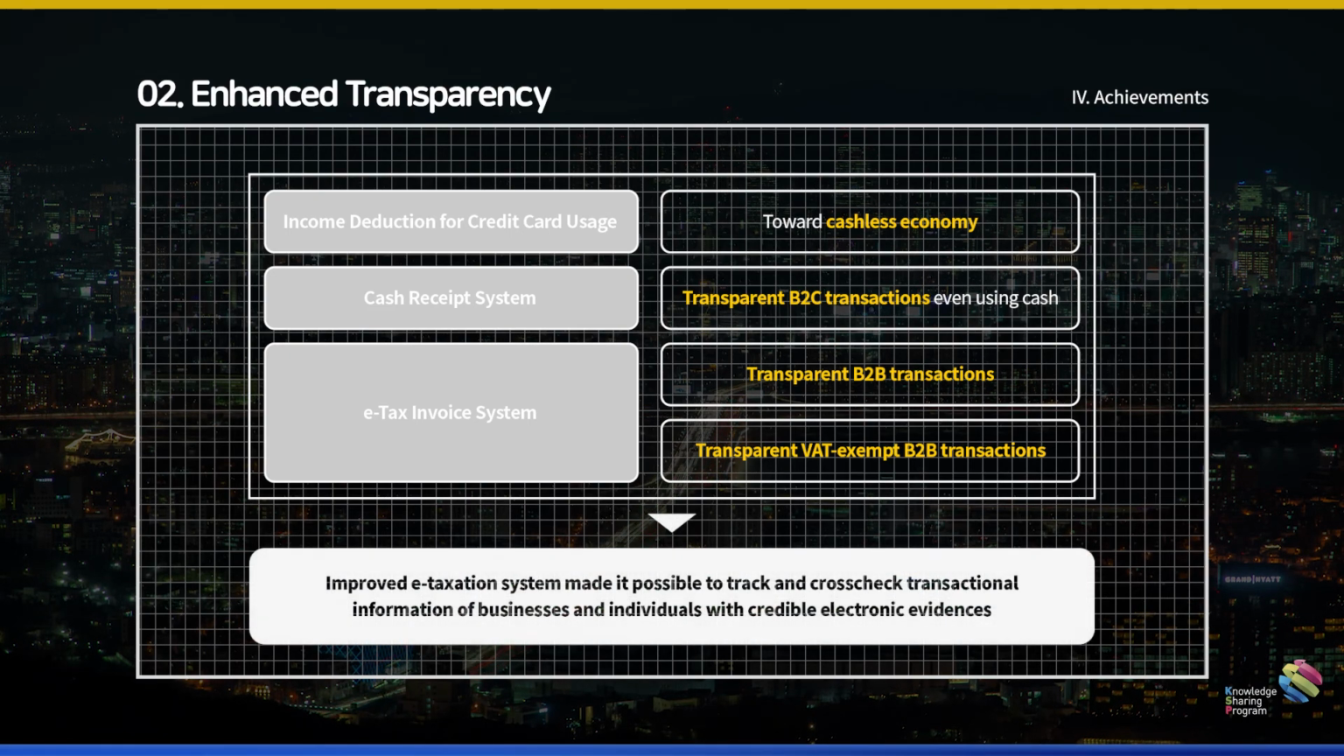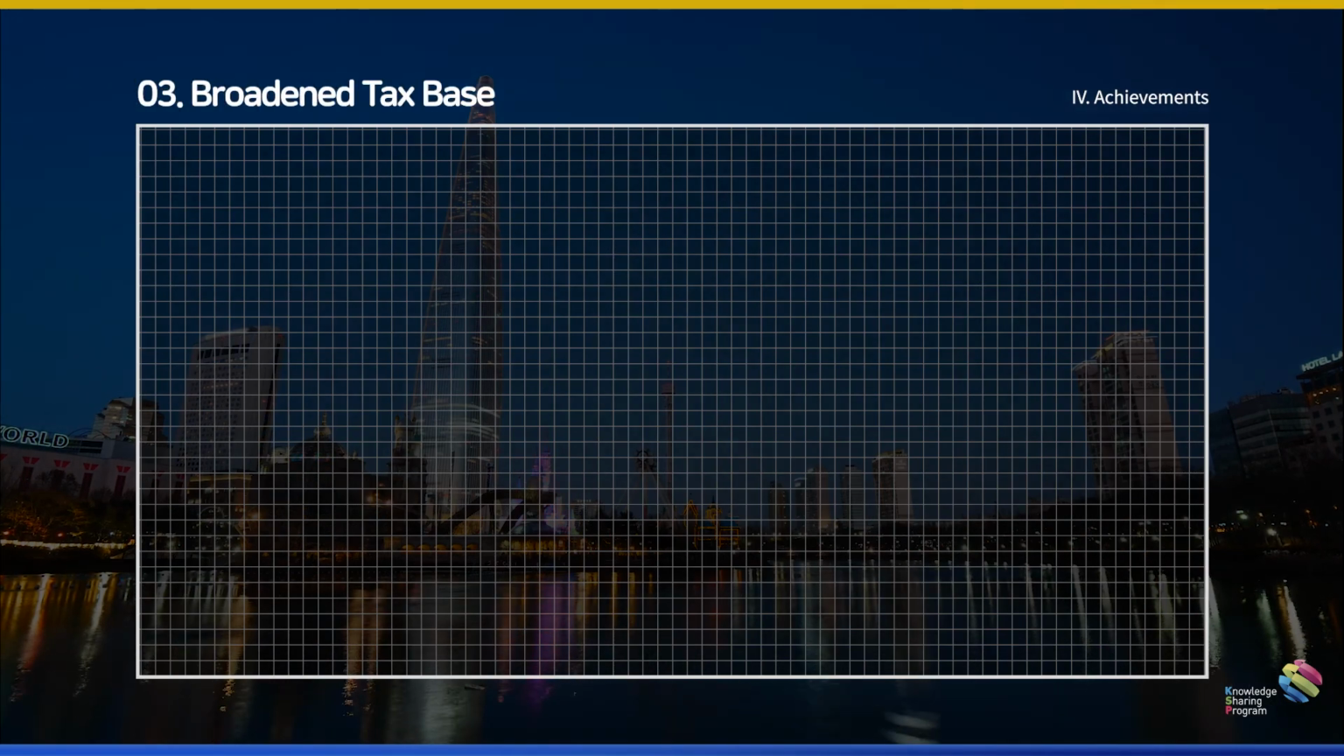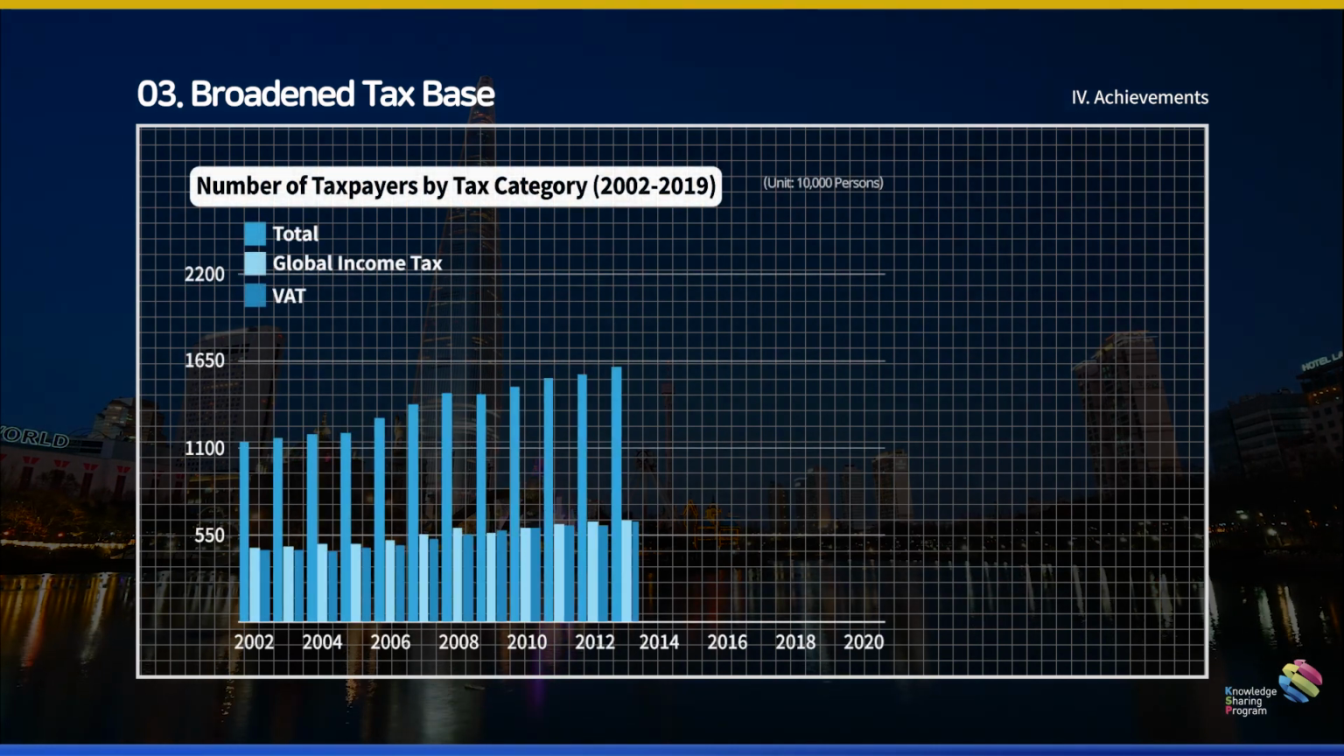All these achievements can be attributed to the improved e-taxation system, which made it possible to track and cross-check the transactional information of businesses and individuals with credible electronic devices. One of the greatest achievements would be the broadened tax base.